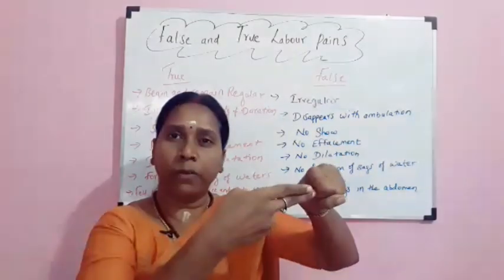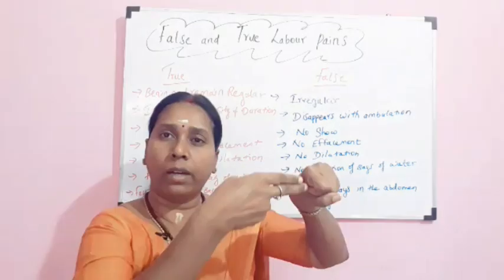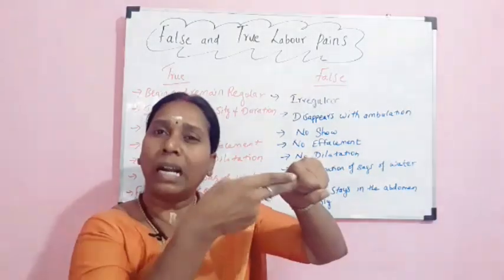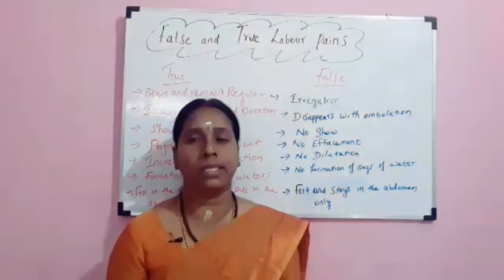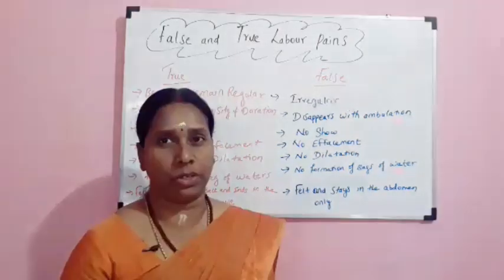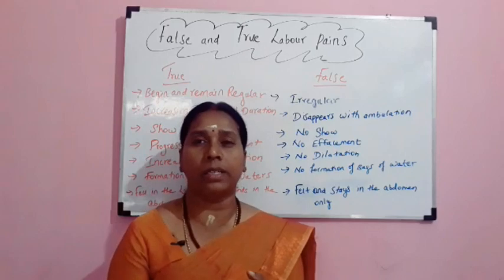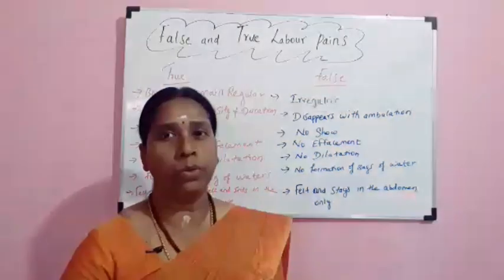When you do a PV, you can't enter your finger inside the cervix, which shows it is a false uterine contraction. Whereas an opening is again an indication that there is true labor.